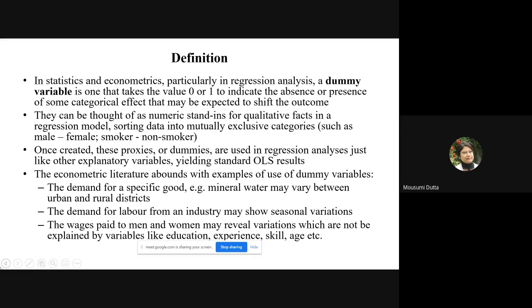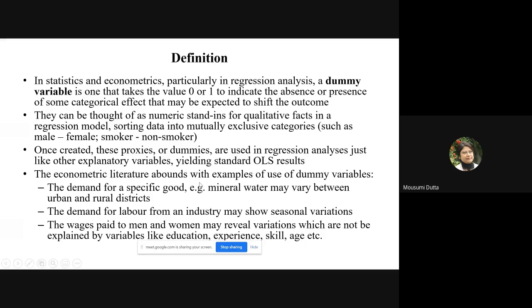It may result in a shift of the regression model. So male is indicated by one level, female may be indicated by another level, etc. Several examples are male, female, smoker, non-smoker, married, unmarried, educated, not educated. Once created, these proxies or dummies are used in regression analysis just like other explanatory variables, yielding standard ordinary least square results.